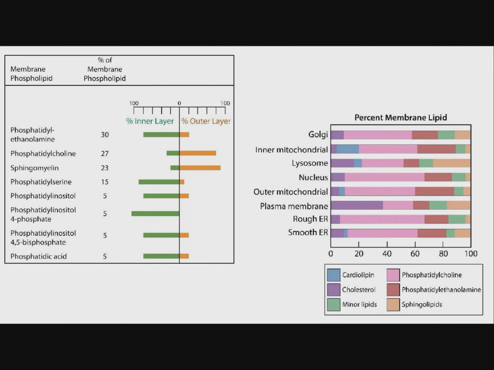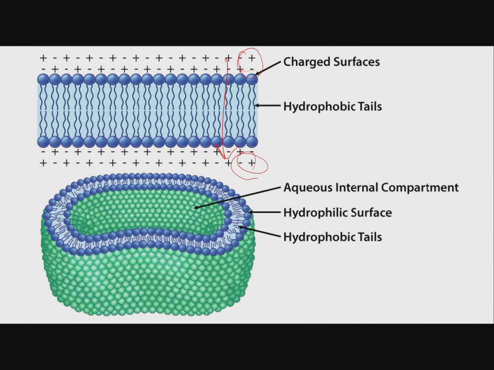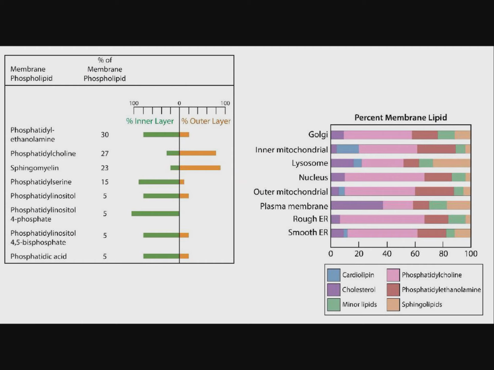All right, so we're going to have to talk about the types of lipid composition. That's what I wanted to show you here. We actually have an unequal distribution of phospholipids within the lipid bilayer.